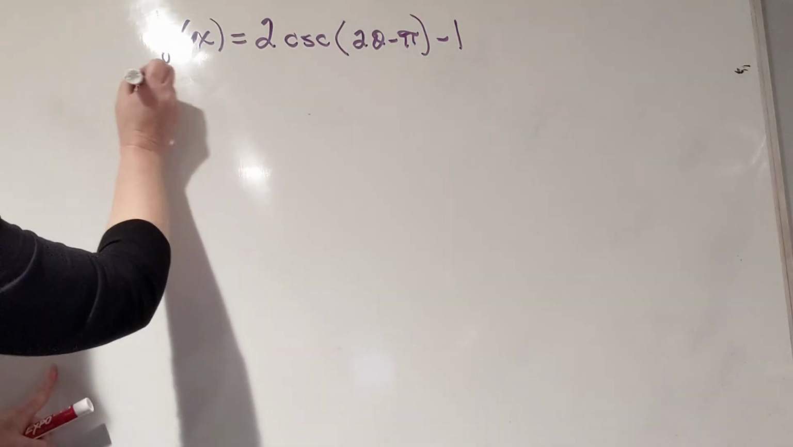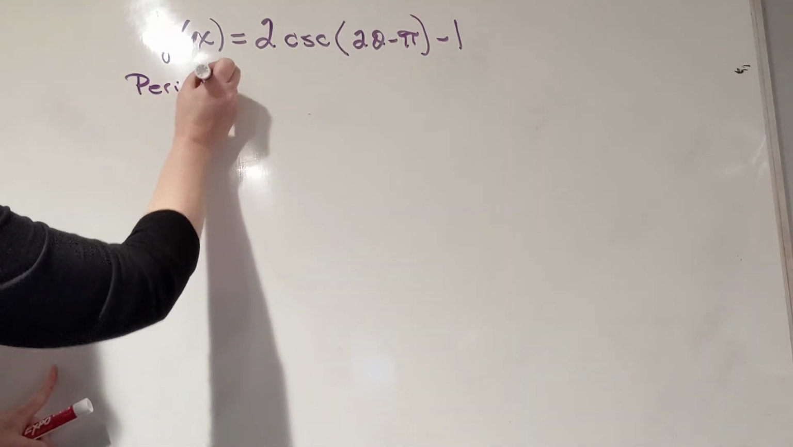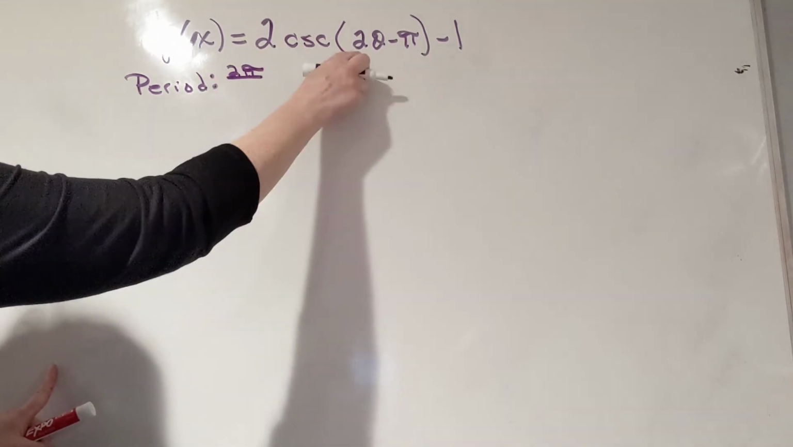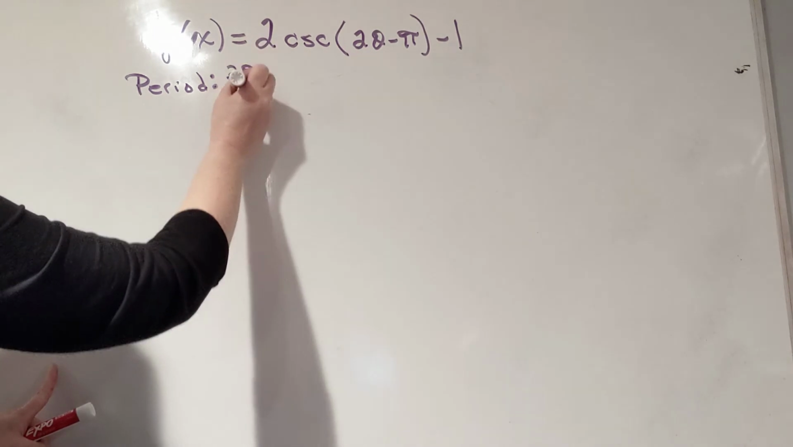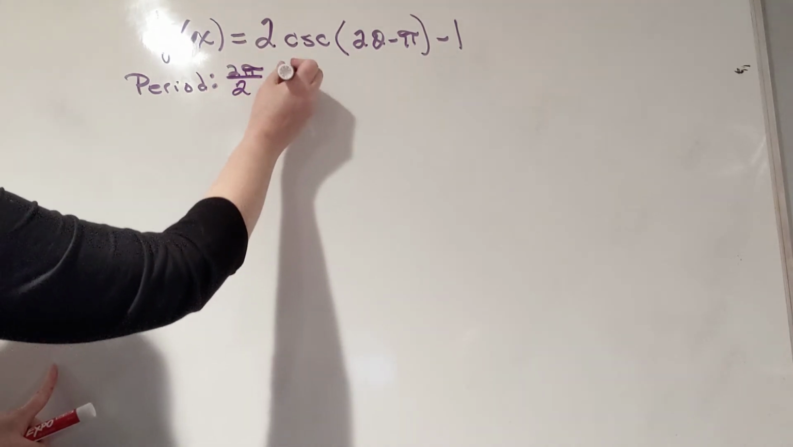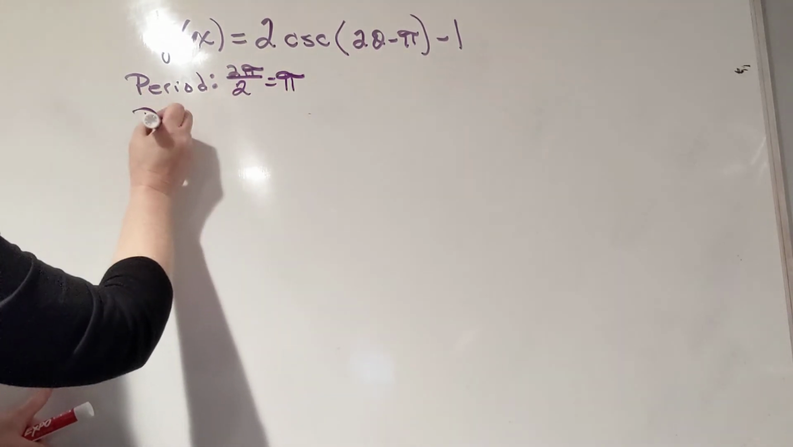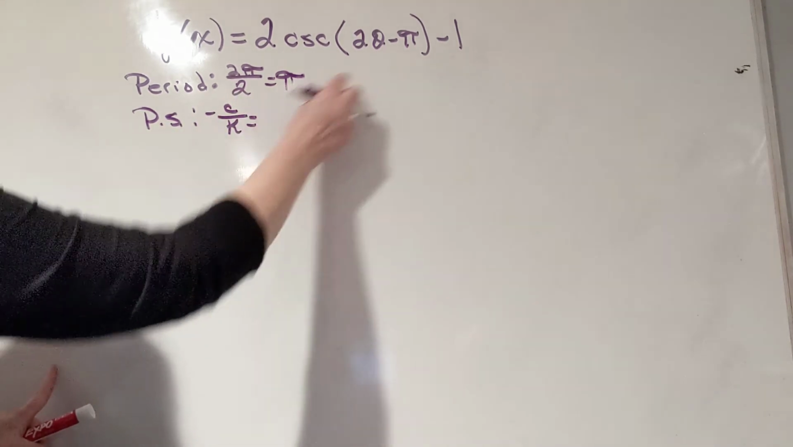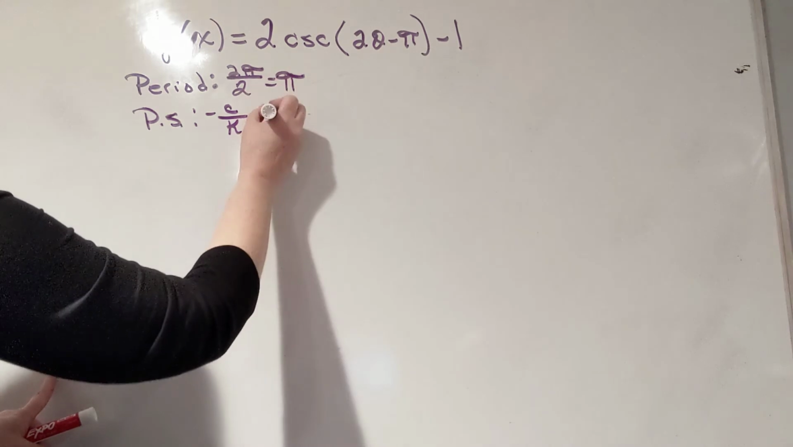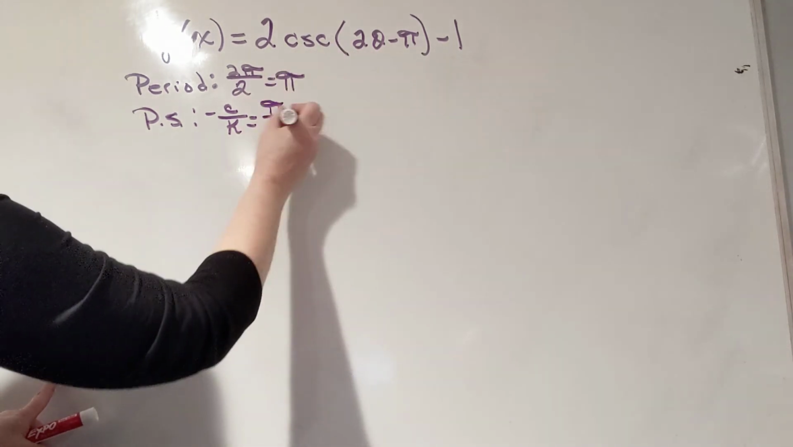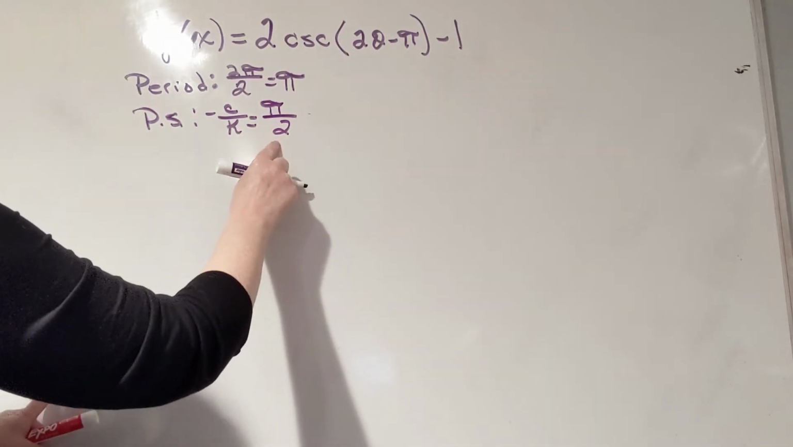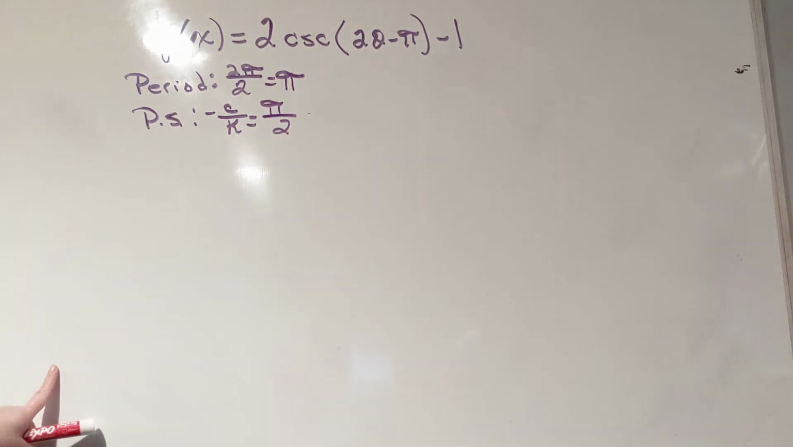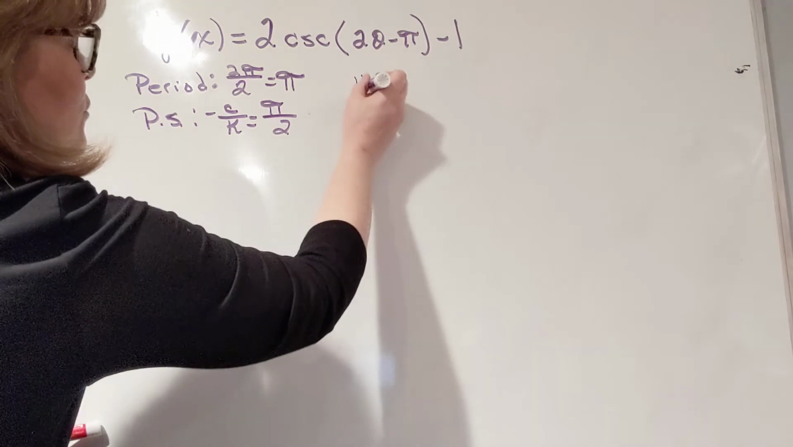Let's find the period. We know the period is 2 pi divided by k. So this would be 2 pi divided by what you're multiplying the angle by, which is 2, and 2 pi divided by 2 is pi. Phase shift is the opposite of the c term over the k term. The opposite of negative pi is positive pi, and the k term is 2. So this is saying that this is taking the parent function and shifting all the coordinates 90 degrees to the right. What's our vertical shift?